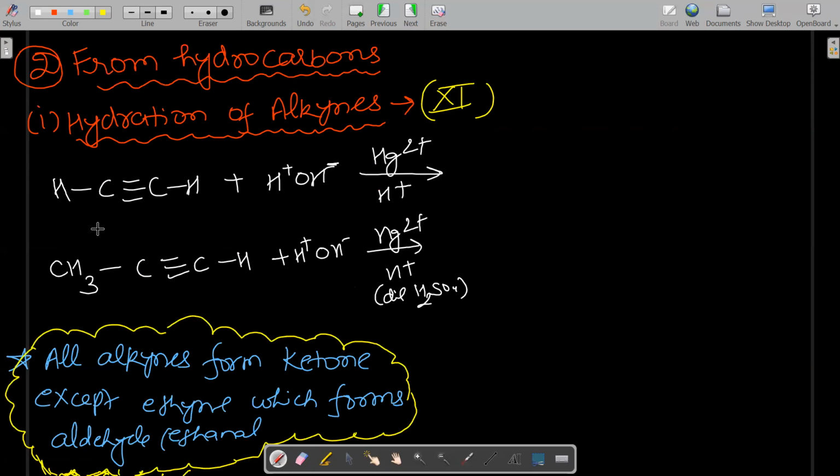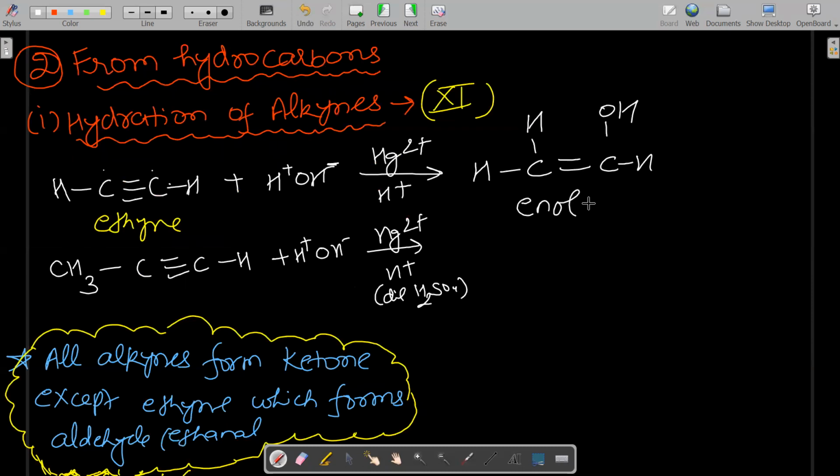What is the reaction in this case? Hydration of alkyne. We can take one example, that is ethyne. When ethyne reacts with water, or undergoes hydrolysis in the presence of mercuric sulfate catalyst and dilute H2SO4, H plus and OH minus are added at the carbons. This is a symmetrical alkyne, so anywhere we can add: suppose at this carbon H plus is added, and at this carbon OH minus is added. So there is a formation of enol.